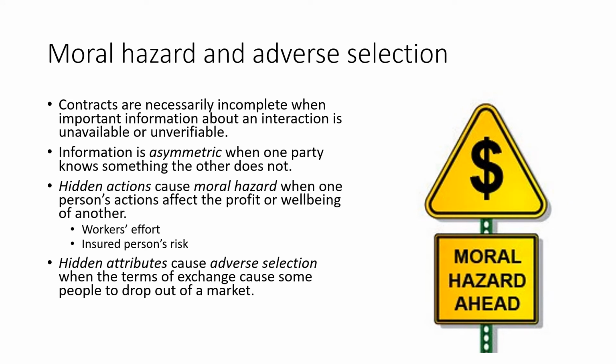Hidden attributes cause adverse selection when the terms of exchange cause some people to drop out of the market. A common example is insurance. So you will find that mainly sick people buy insurance. This is because other persons who are not sick tend to drop out of the market.